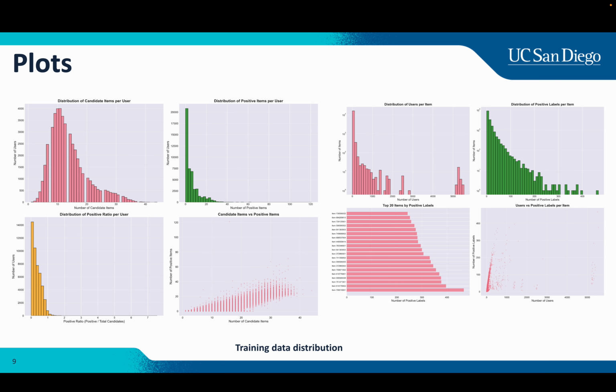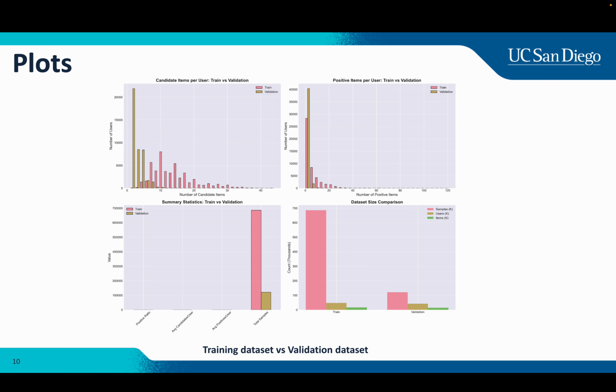So these are the plots for the training and the validation sets. We could see the distribution of users per item and distribution of positive labels per item. These curves tend to follow a similar pattern to what we saw for the bigger data set. So we could say that this is a good representative of our bigger data set, being a smaller sample. This is a small visualization for the training versus validation data set, just to see the distribution of training samples against the validation samples.